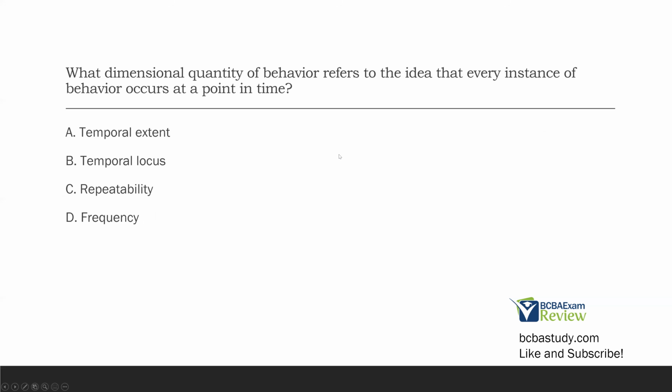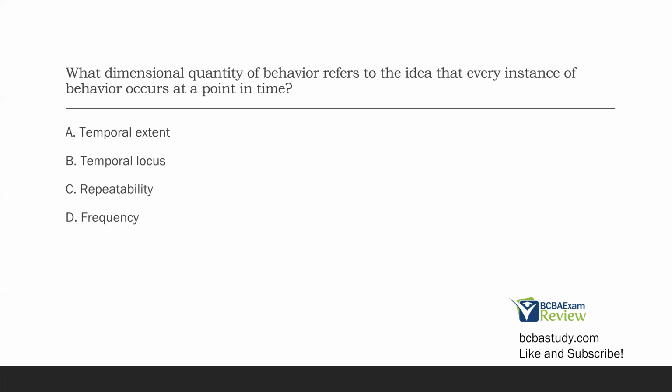What dimensional quantity of behavior refers to the idea that every instance of behavior occurs at a point in time? What are the 3 dimensional quantities? Temporal extent, temporal locus, and repeatability. These are where our measurement procedures are derived from. Temporal extent relates to duration. Temporal locus relates to IRT and latency. Repeatability relates to things like count, frequency, rate.